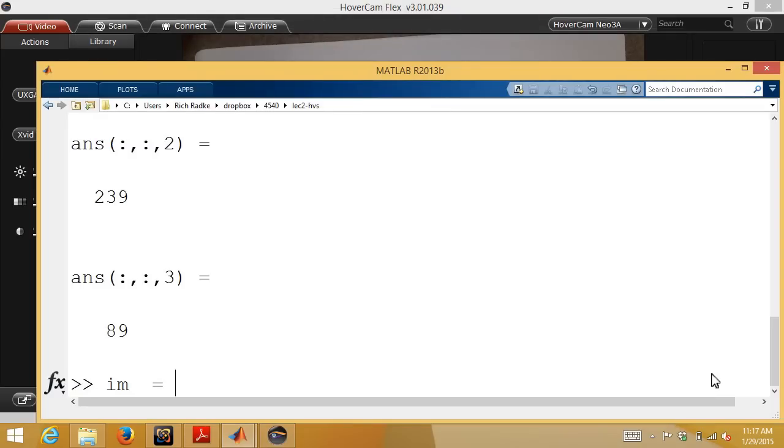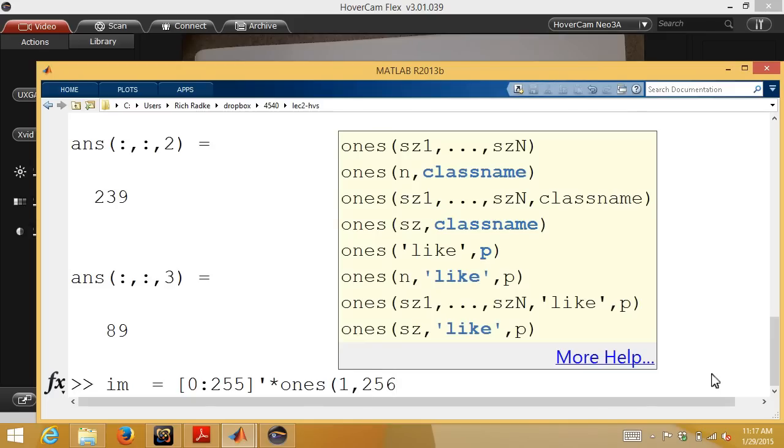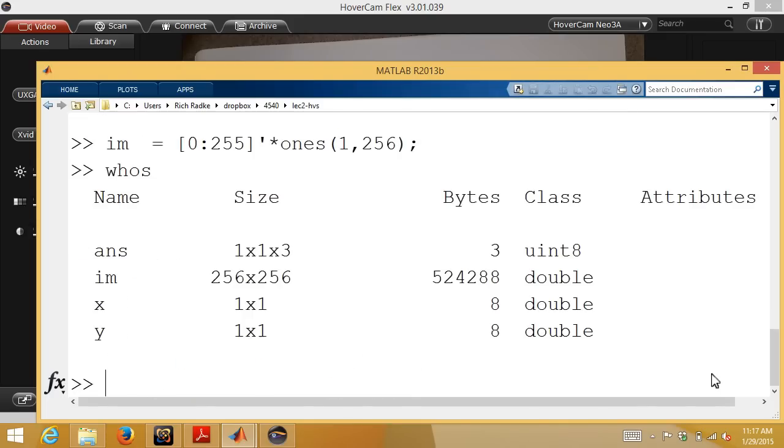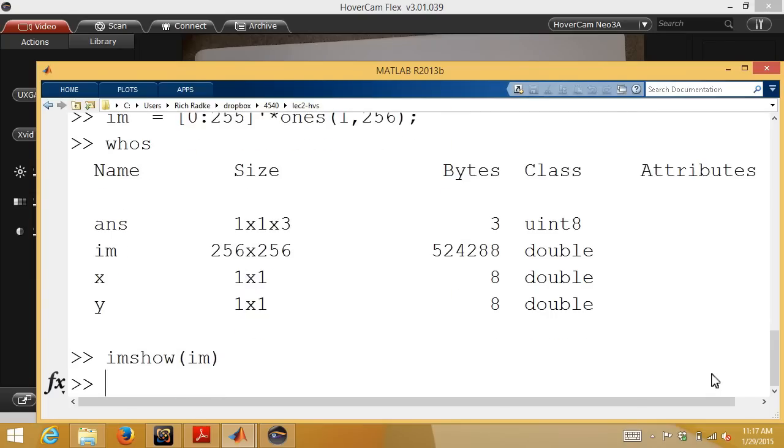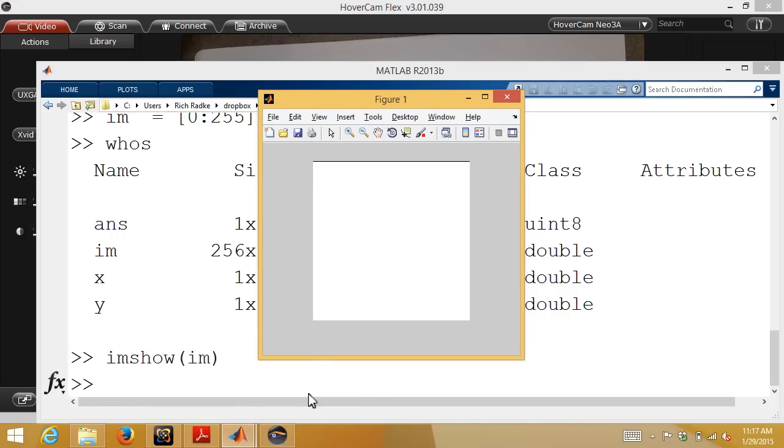So let's take a look at that. I'm going to take this vector times ones, a 1 by 256 vector. So I do that. Now I have a 256 by 256 image. And if I look at this image, let's see what happens. So that looks wrong, right? Why does it look wrong? Well, one of the reasons is that this imshow command doesn't always know what kind of image you're giving it, right?